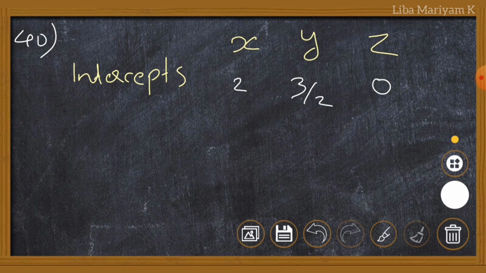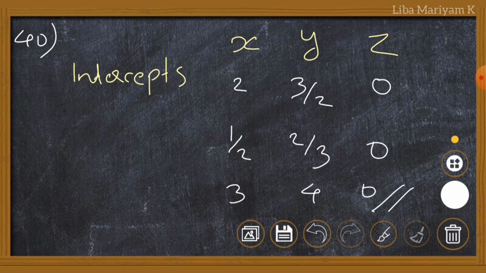We know Miller indices are defined as the reciprocals of the fractional intercept which the plane makes to its crystallographic axis. So given fractional intercepts, ഇതിൻ്റെ റെസിപ്രോക്കൽ കാണുക, that is 1/2, 2/3, 0. എല്ലാത്തിനെയും 6 കൊണ്ട് മൾട്ടിപ്ലൈ ചെയ്യുമ്പോൾ 3, 4, 0. This is the Miller indices. So answer is D.